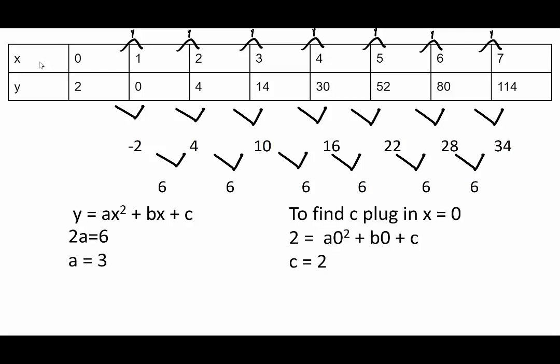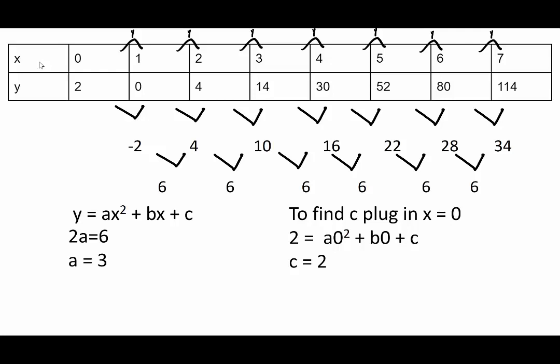So now the next one we're going to find is c. We notice that we have our 0 term. So 0, 2 is part of our table. If we have our 0, we can plug x equals 0 into our general quadratic. So x equals 0, y equals 2. We're going to solve that, and we're going to have c equals 2. So a equals 3, c equals 2.